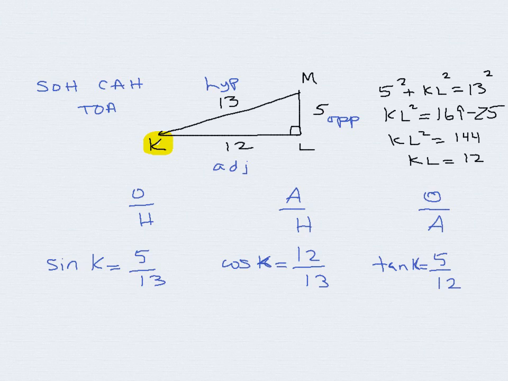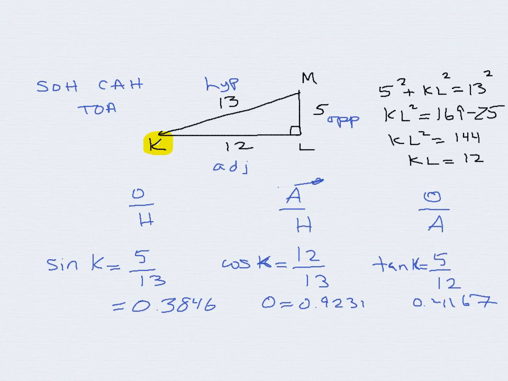Any one of those fractions can be converted into a decimal. So 5 divided by 13 is equal to 0.3846. 12 divided by 13 would equal... take a pause for a second. Gotta grab my calculator. Fill those ones in. The sine, the cosine, and the tangent.